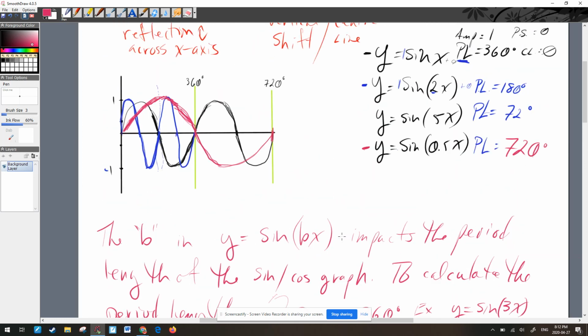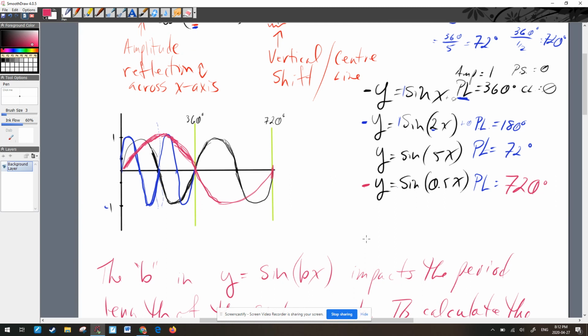Now, what's interesting to note, and it's important for you to realize this, if the b value is greater than 1, so 2 is greater than 1, 5 is greater than 1, it actually shrinks. It makes the period length smaller. And if the b value is less than 1 and bigger than 0, it actually makes the period length larger. 720 degrees is larger than 360.